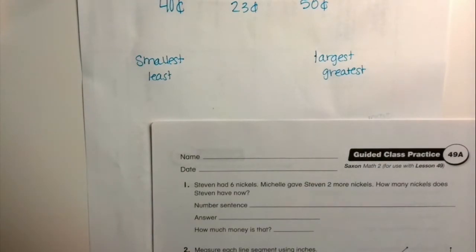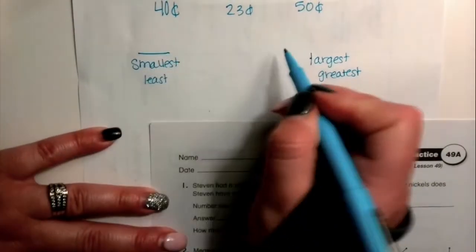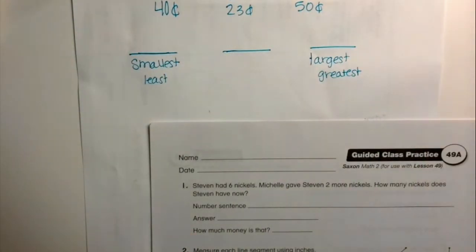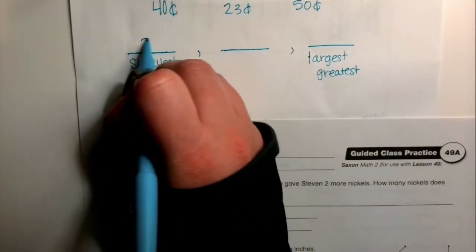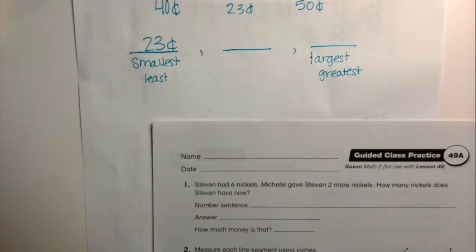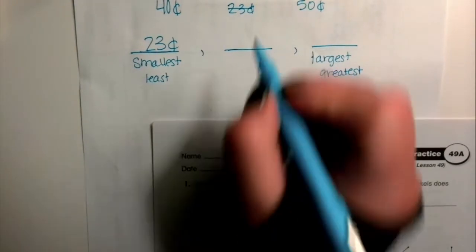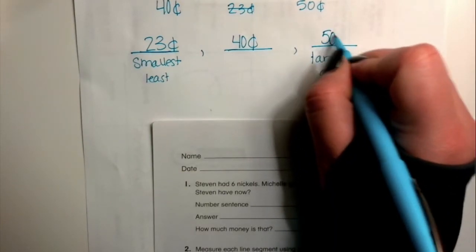Okay? So, which bag has the smallest or least amount of money? Bag A, bag B, or bag C? Right, bag B does with 23 cents. So we're going to put 23 cents where it says smallest or least. What's going to come next after 23 cents? 40 cents or 50 cents? Which is smaller, 40 or 50? Right, 40 cents is smaller. And then that makes 50 cents our largest amount of money.